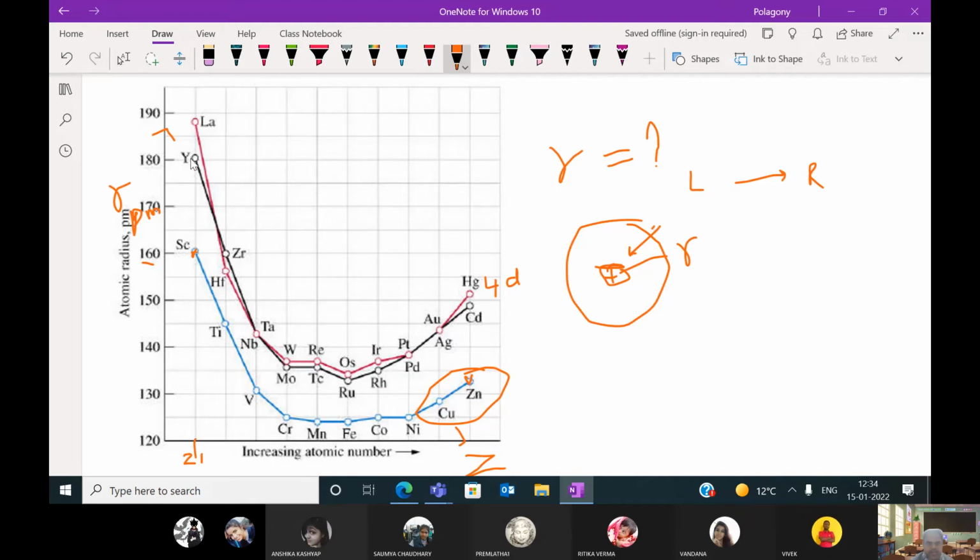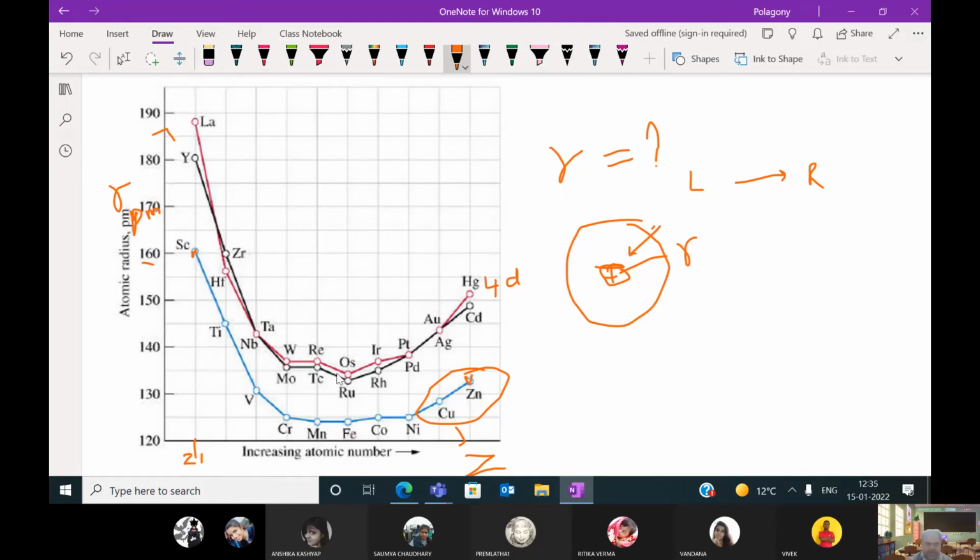So this is the black line, you can check, the black line. And one more, the 5D series of elements: lanthanum, hafnium, niobium, wolfram. So this is rhenium. Technetium is in the 4D series, rhenium is in the 5D series. Osmium is 5D and ruthenium is 4D. Iridium, platinum, gold, mercury. See, what observation do you make from these three lines?